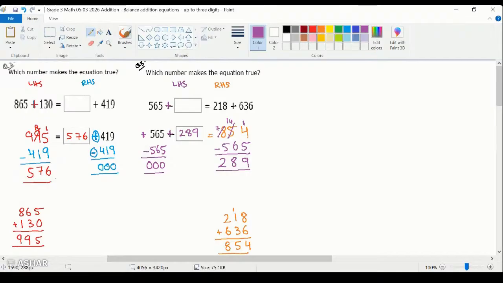Am I making a mistake? 854 minus 565, 289. Let's confirm. I'll just do the working again. 854 minus 565. Let's see.